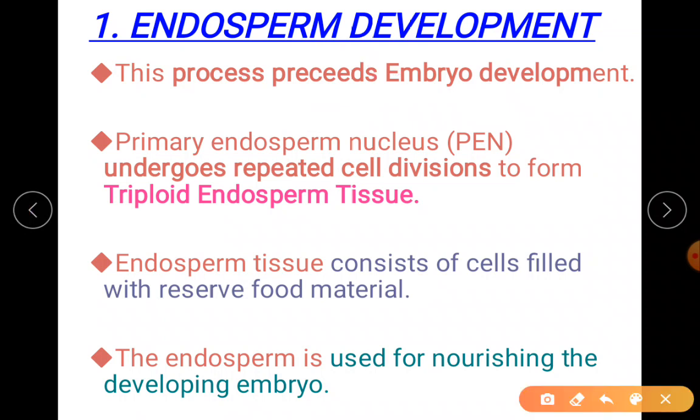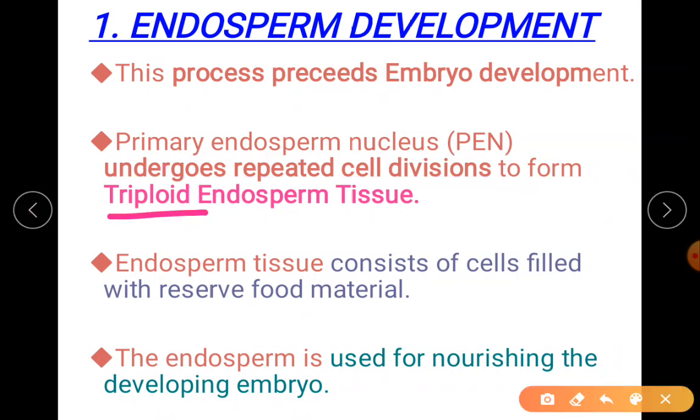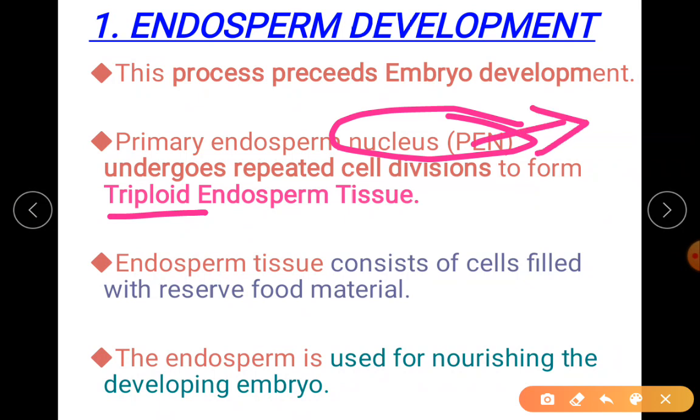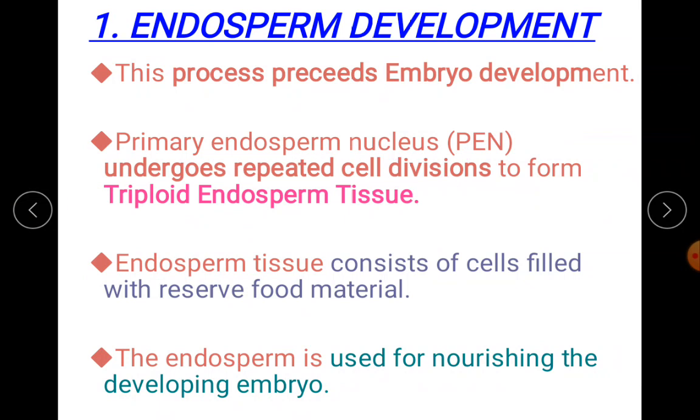So how does it form? The primary endosperm nucleus undergoes repeated cell divisions to form triploid endosperm tissue. This is your triploid condition. From that nucleus, there is a cell also formed. Remember, the primary endosperm cell: first is the nucleus division inside that cell. Then it is cellular formation to finally form endosperm tissue. You'll understand that part in the next slide.